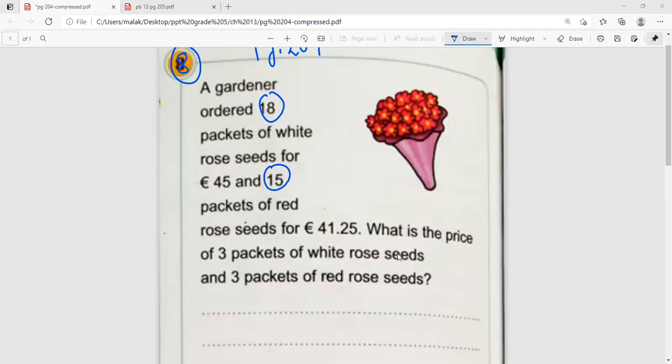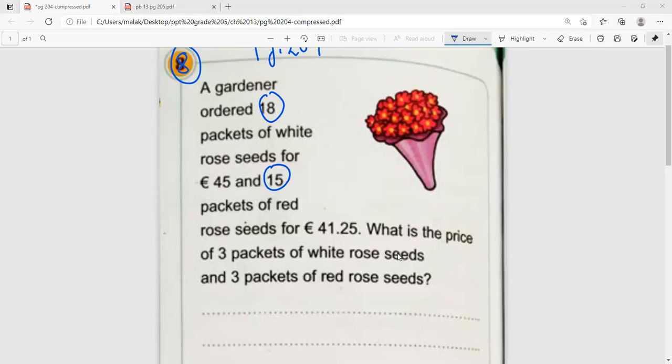What is the price of one white rose seed? Teacher, may I read it? Read it again in a loud voice. A gardener ordered 18 packets of white rose seeds for 45 euro and 15 packets of red rose seeds.